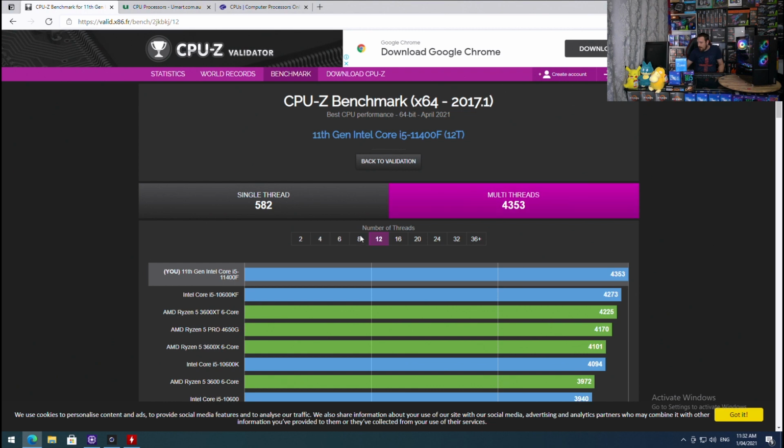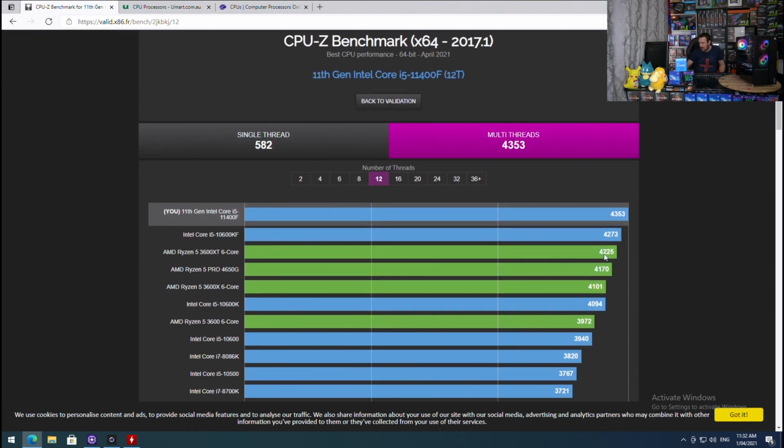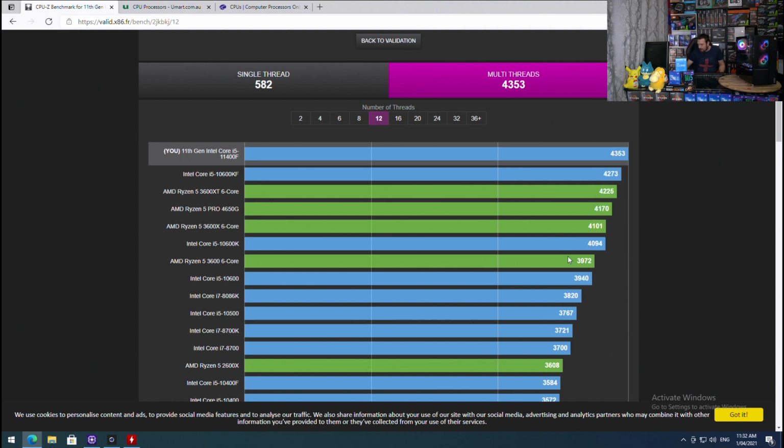Even in multi-thread, straight out of the box, it's beating a 10600KF. It's beating the 3600XT. It's beating the 3600X, 10600. It's beating the 3600 by a long shot. So this one here is the one that costs $60 more. Comparing the price of this Ryzen 3600 6-core, this is 80% of the cost of that, and you're getting roughly about 10 to 15% more performance for 20% less dollars.